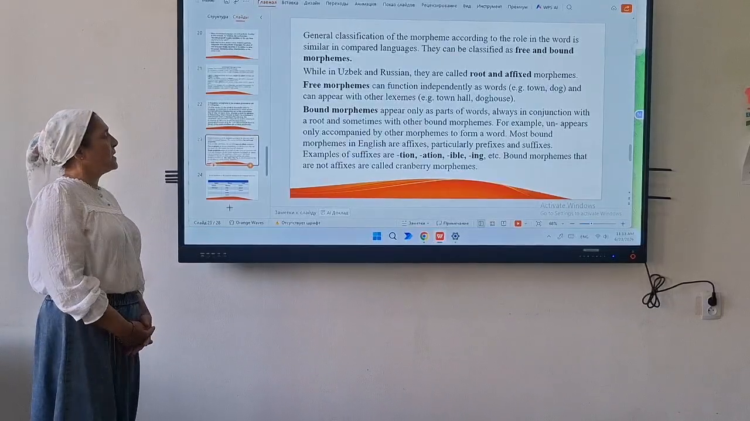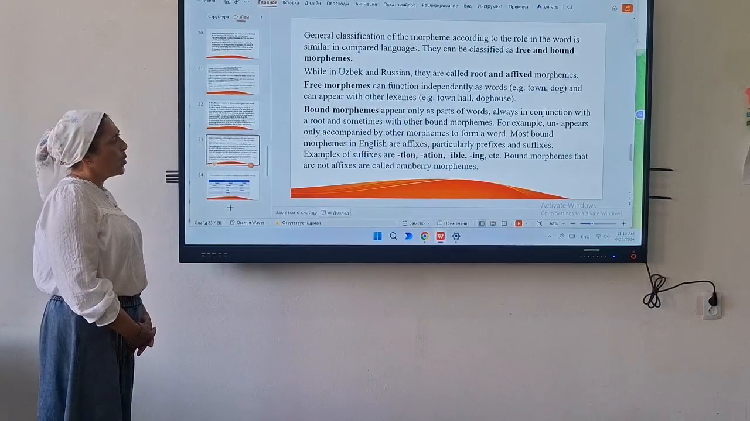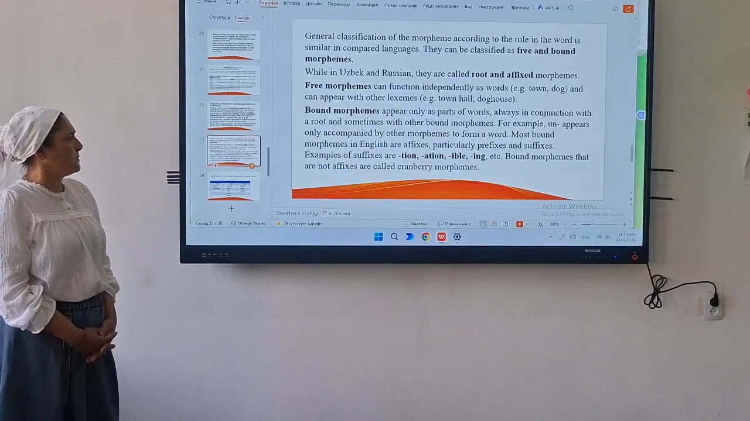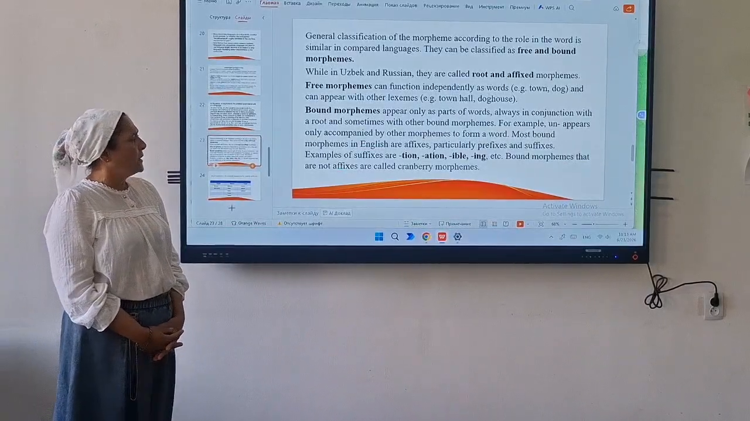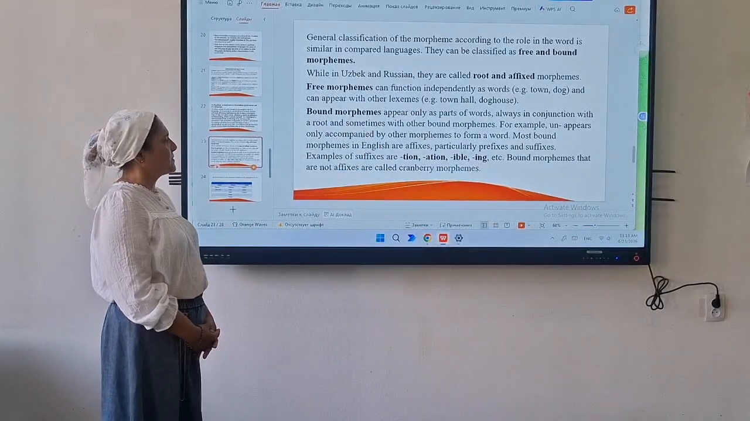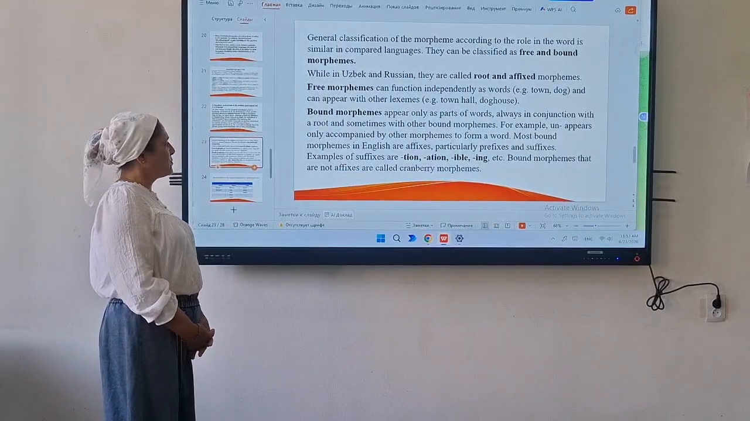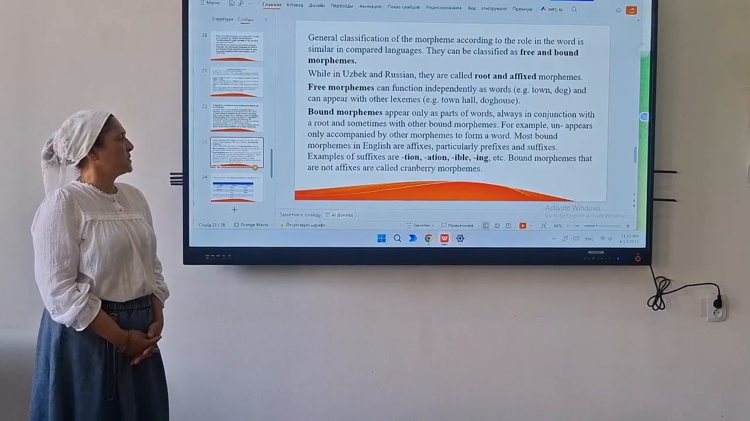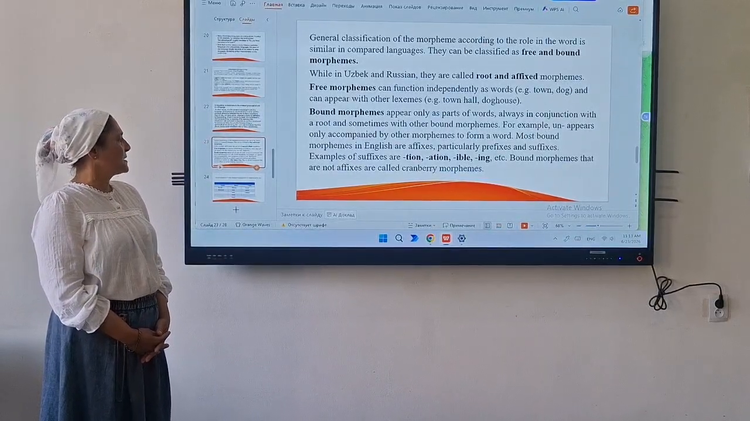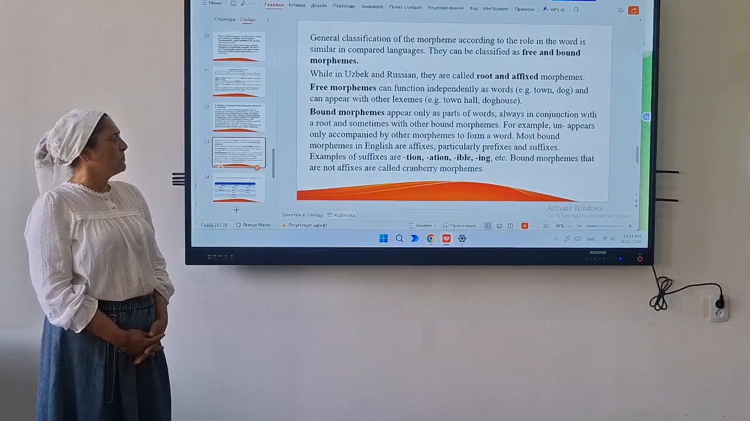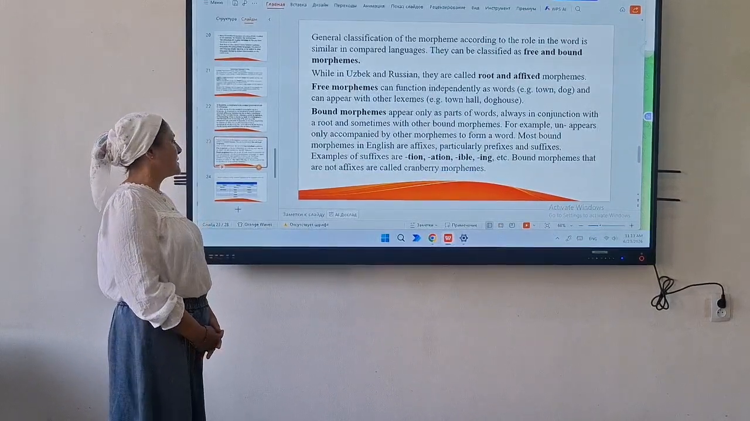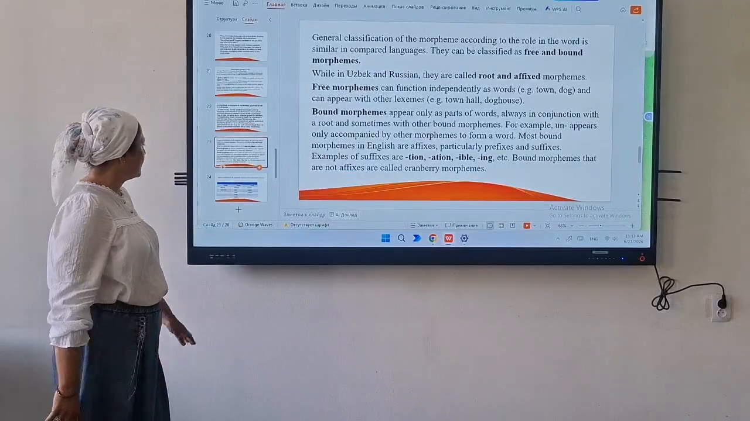Bound morphemes appear only as parts of words, always in conjunction with the root and sometimes with other bound morphemes. For example, the prefix an- appears only accompanied by other morphemes to form a word. Most bound morphemes in English are affixes, particularly prefixes and suffixes. Examples of suffixes are -tion, -ian, and so on. Bound morphemes that are not affixes are called cranberry morphemes.